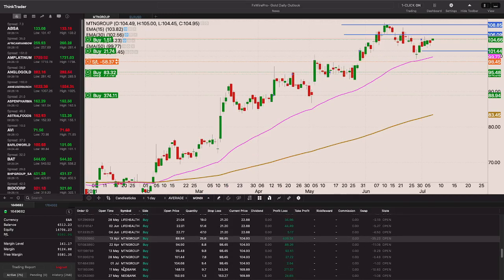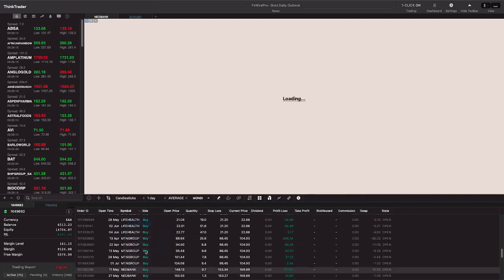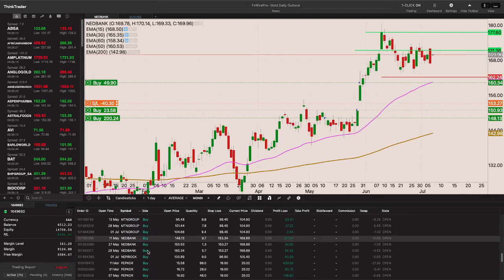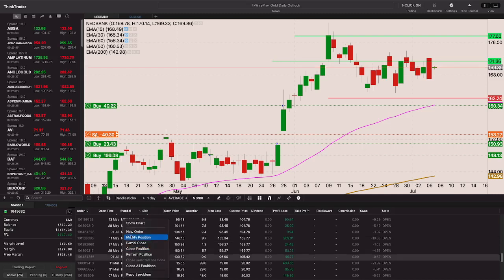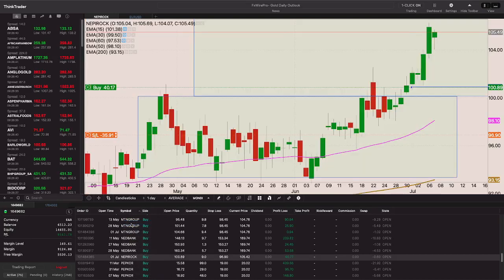Nedbank. Let's look at Nedbank quickly. Starting the day on the upside with a nice gap. At the open, gapping higher to that 169 level. Let's see if we can get a close through that 171 and some change there at the close today.